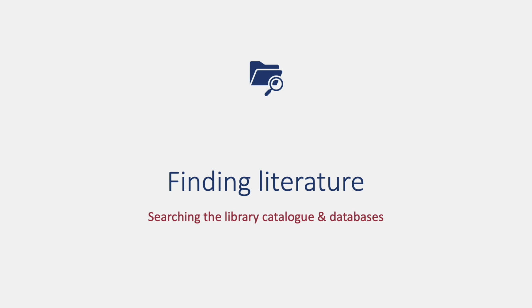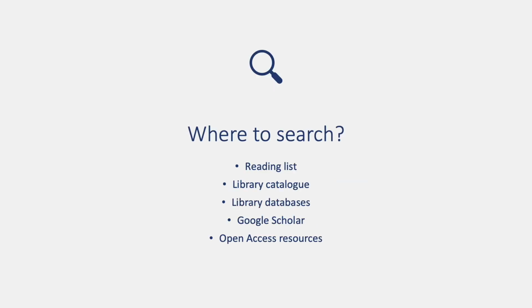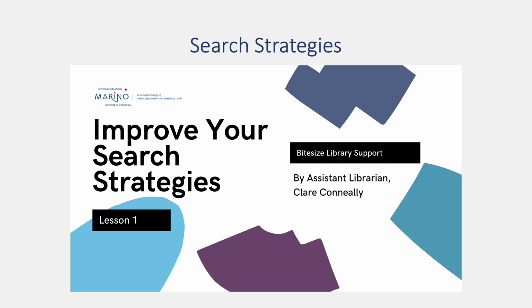After planning comes finding. This is where you decide on a search strategy and actually look for the literature that you'll be reviewing. You can look for literature on your reading list for the module, search the library catalogue and databases, on Google Scholar, and look at open access databases or journals. Lesson 1 in this series goes through the finding process in detail.